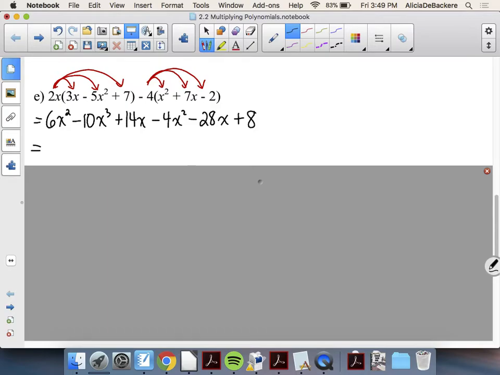And then collecting my like terms, I am going to put my biggest exponents always at the beginning of my math or my algebraic sentences, my polynomials. So I always want my cubed term before my squared term. Move that to the front, and then I'll collect my squared terms. I have 6x squareds minus 4x squareds, that's 2x squareds. And then I have 14x, take away 28x, so that's negative 14x. And then finally, there was only one constant term, the 8, so there's nothing to collect.